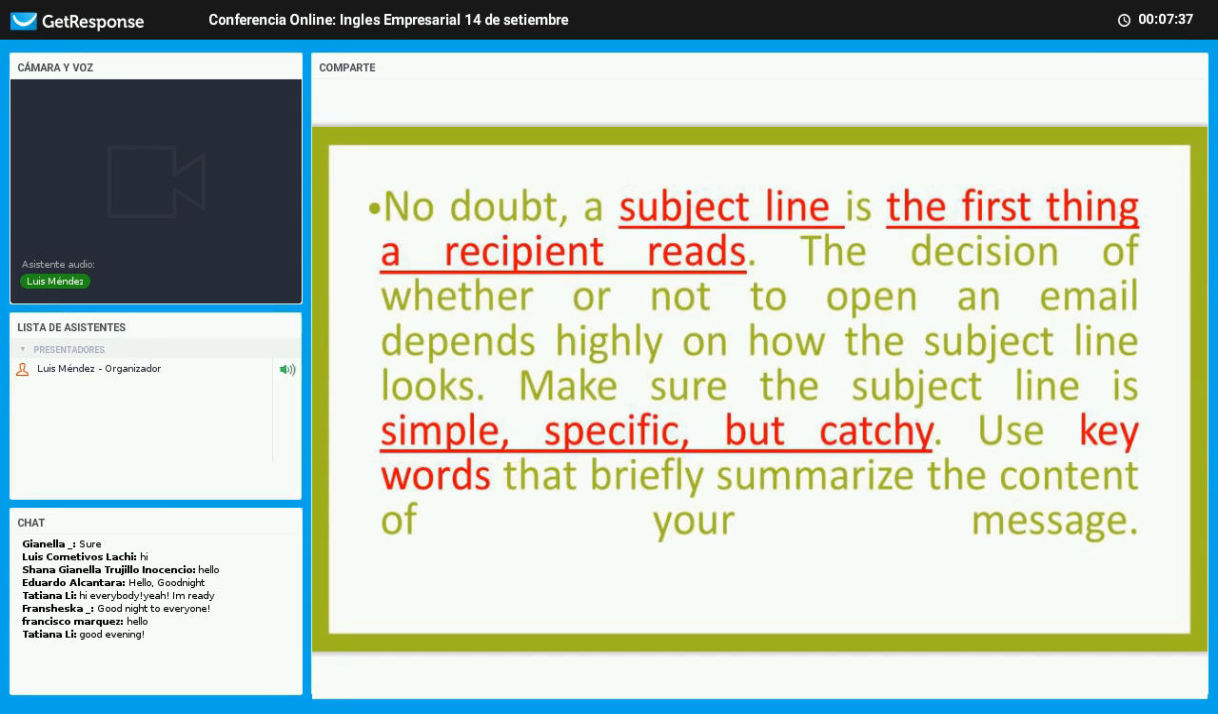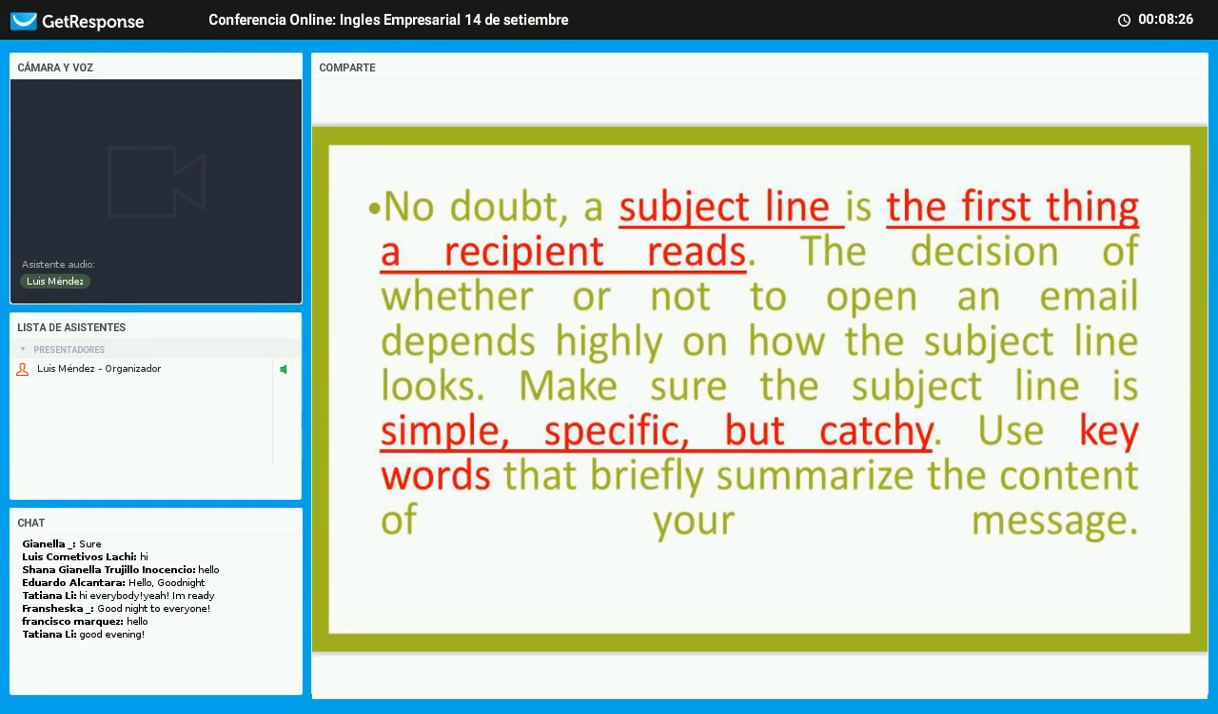The email has to possess a subject line that causes attention, that makes the reader think, oh my God, I have to read this. In order to achieve this, you have to use keywords. What do we mean by keywords? Important words. These words are the ones that are going to catch their attention, and they briefly summarize the content of your message.